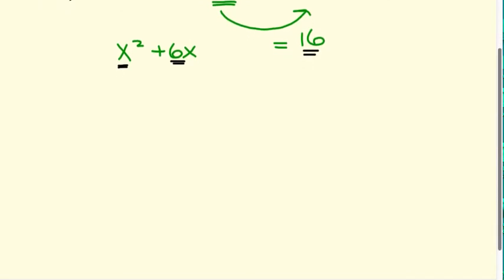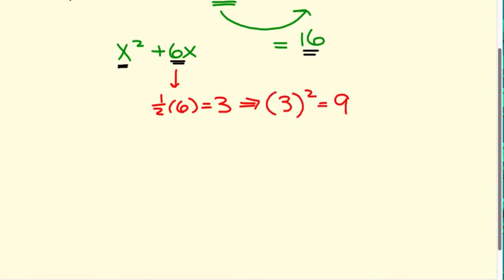You start off by taking half of this middle term. Half of 6 is 3. Then what you do with that 3 is you square it, and you get 9. What you're going to do is add 9 on the left-hand side. You must also do the same on the right-hand side because you have to balance out that equation. This is completing the square.